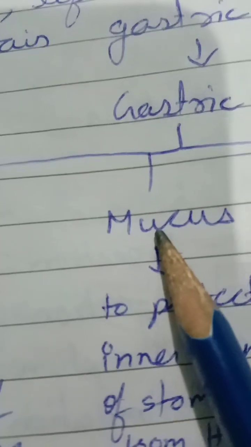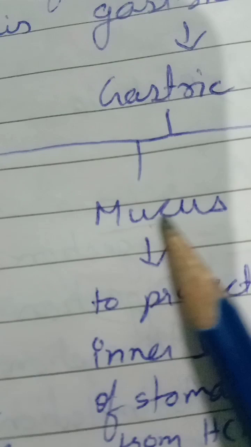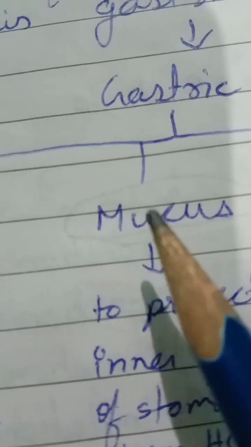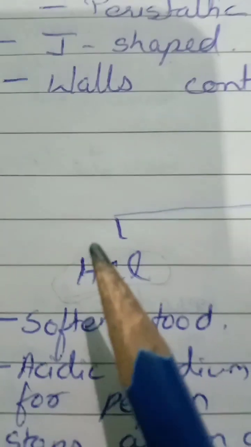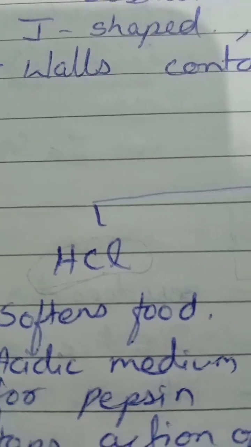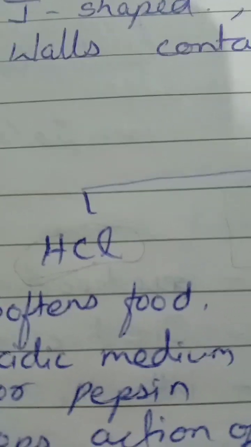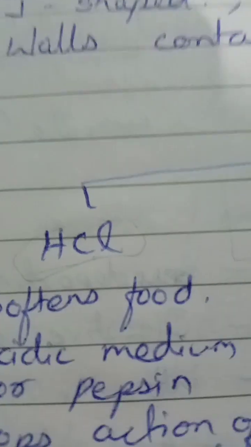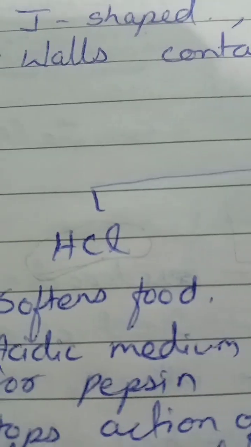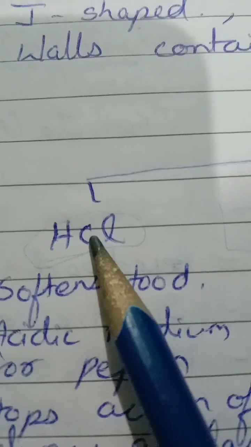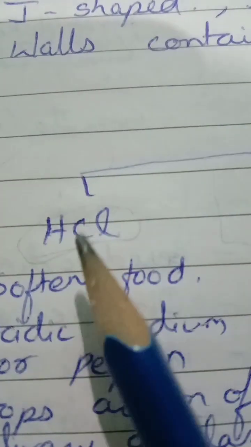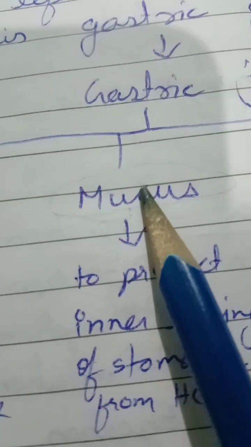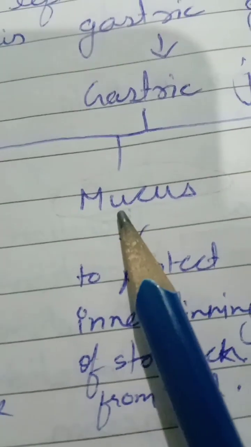Now what is the role of the mucus? Mucus is protecting the membrane from a large amount of HCl. HCl is a harmful acid. If the amount is more, automatically it will affect the inner lining of the stomach. So who is responsible for preventing that, who is helping? That is mucus. Understood?